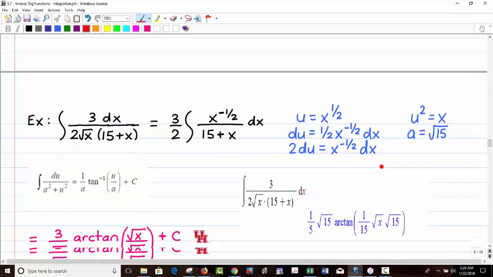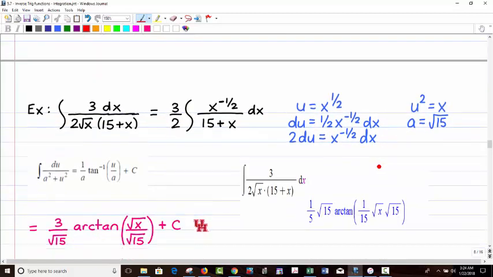All right, this problem's kind of weird, but let's see if we can give it a whirl here. Now, with all that stuff on the bottom, it looks like it might be some sort of arc-sec, but it won't be because you have to have two terms under a radical there.